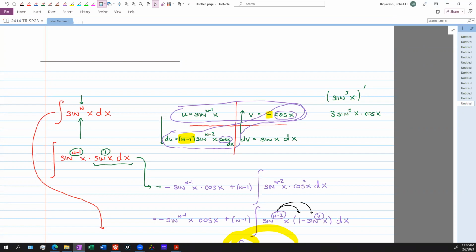I'm cool with moving on. Move on? Okay. All right. So let's move on then. And if we have time at the end, maybe we'll do another integration by parts problem.